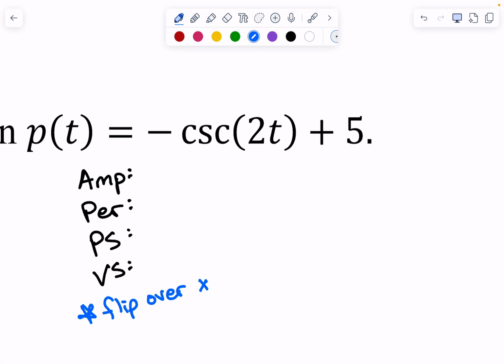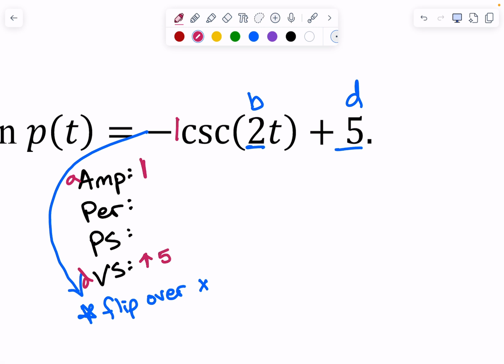Okay. So the negative is what flips him over the x-axis. That negative does nothing of these 4 things. Now 2 is a what? A, B, C, or D? That's a B. What's 5? D. So as far as amplitude goes, amplitude has to do with A. Do we have an amplitude? 1, because we don't have an A. So amplitude is 1. I always do amplitude and then I do the D part. What's D? Vertical shift. Up 5. You could put plus 5 and I'd count it, right? So up 5, plus 5, one of those two.